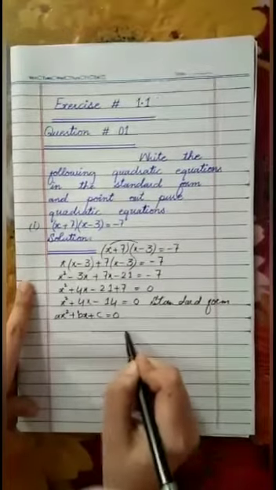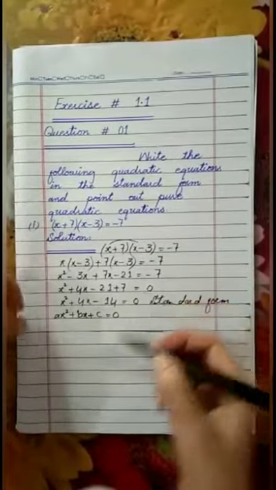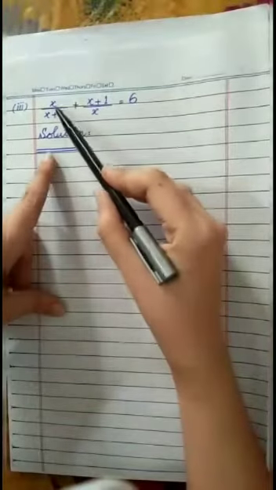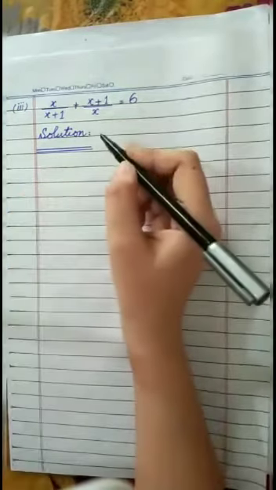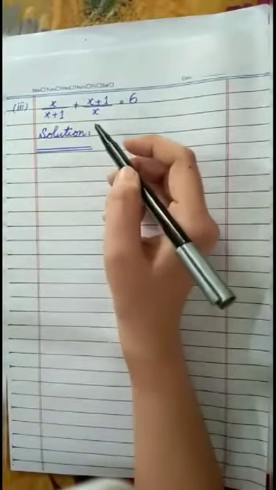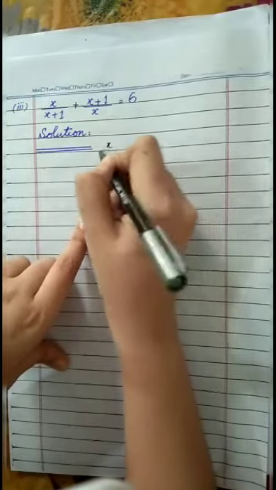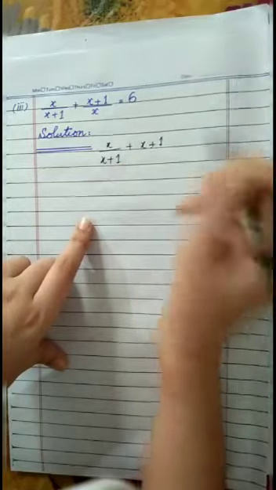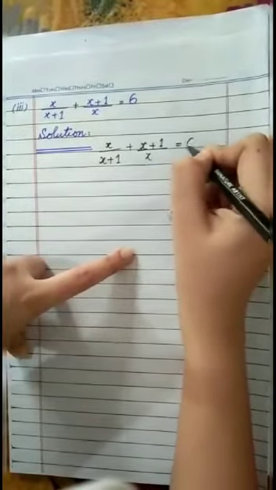Now move ahead, students. Part 2 is same as it is, as you have done part 1, so we are going to do the part 3rd now. Okay students, question number 3 now. 3 part. X by x plus 1 plus x plus 1 by x is equal to 6. We have to also find its standard form and check that is it in pure form or not.